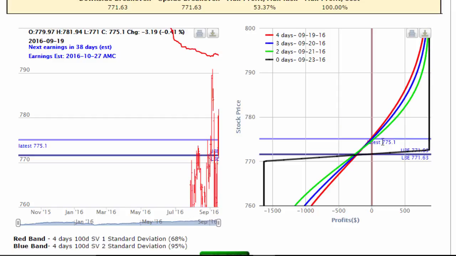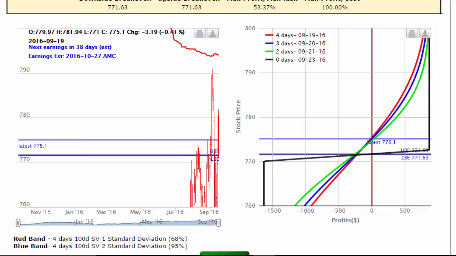Even if the stock goes down a little below its current level, I'll still make $870. The stock can go down to 771.63 at options expiry, and that's my break-even point. At that point, I'll basically be at zero. So I don't mind this trade. It gives me a bit more room than the previous trade to be right.